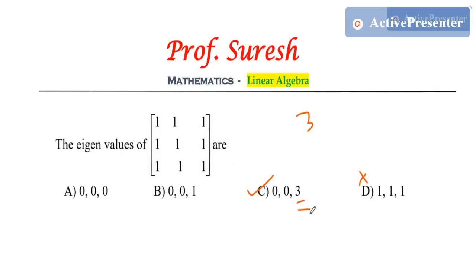So the remaining two eigenvalues are 0, 0. You can check the determinant is 0. So the product of the eigenvalues 0 into 0 into 3 equals 0. And trace means the sum of the diagonal elements, or the sum of the eigenvalues. Here also 3, here also 3. You can verify this. So that's all.